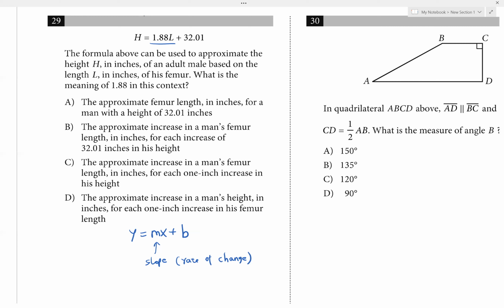Okay, so we can just go ahead and say it's not going to be A and B, because we're not interpreting 32.01. That's the y-intercept, right? Okay, so it had to be 1.88. So 1.88 tells us the height increases by that much for every 1 inch increase in the femur length. So that should be letter D. Okay, so that's the correct way to put it. The approximate increase in a man's height in inches for every 1 inch increase in the femur length. Okay, so that should be it, which is letter D.